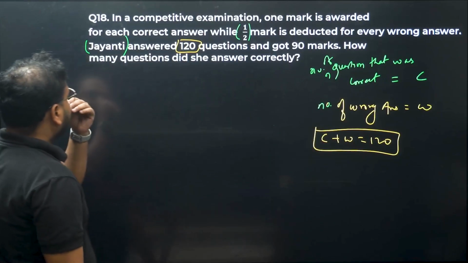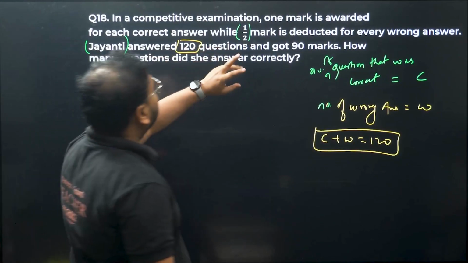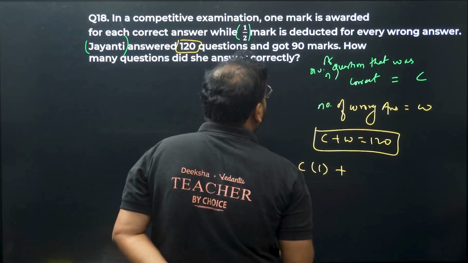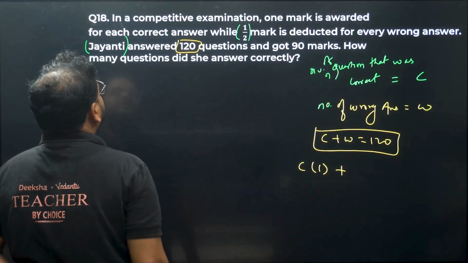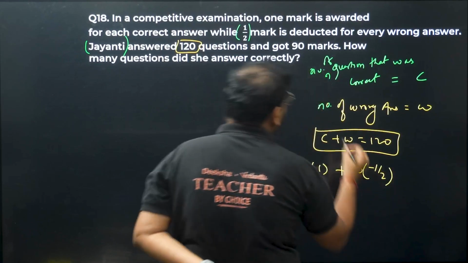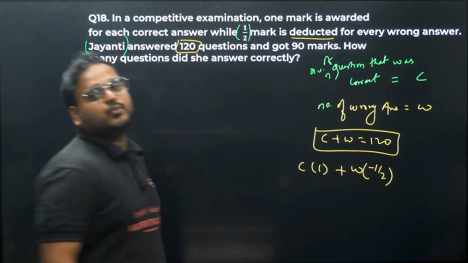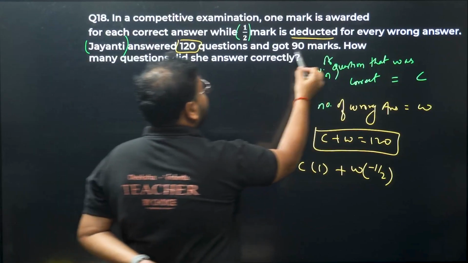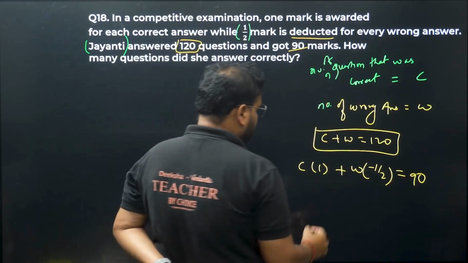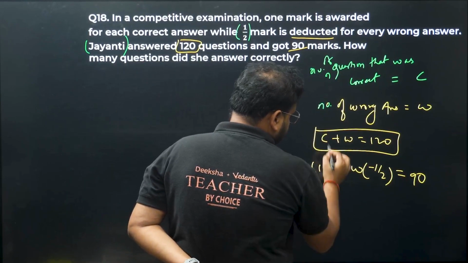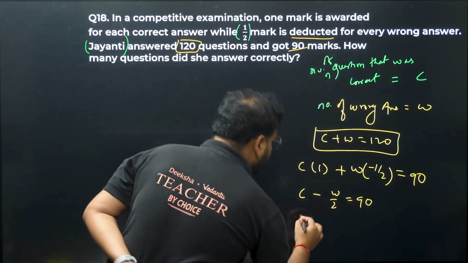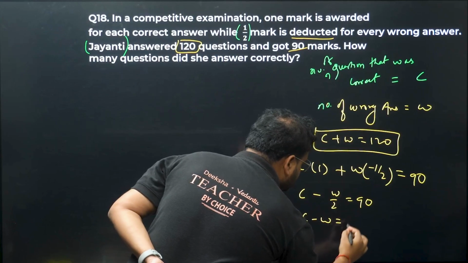Okay, got 90 marks. Now they're saying that for every correct answer got 1 mark, right? So C into 1, and for every wrong answer 1/2 mark is deducted. It means for wrong answers, minus 1/2, and this total is nothing but 90 marks. So I'm getting C plus C minus W/2 is 90. Cross multiply, I get 2C minus W equals 180.